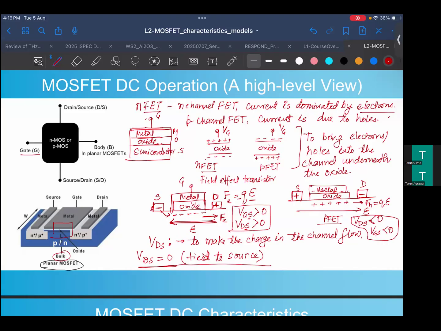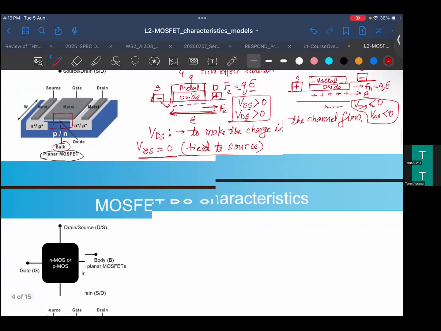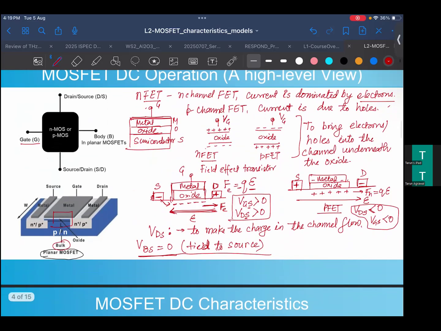Now the next part which we will see is about the DC characteristic after the operation.